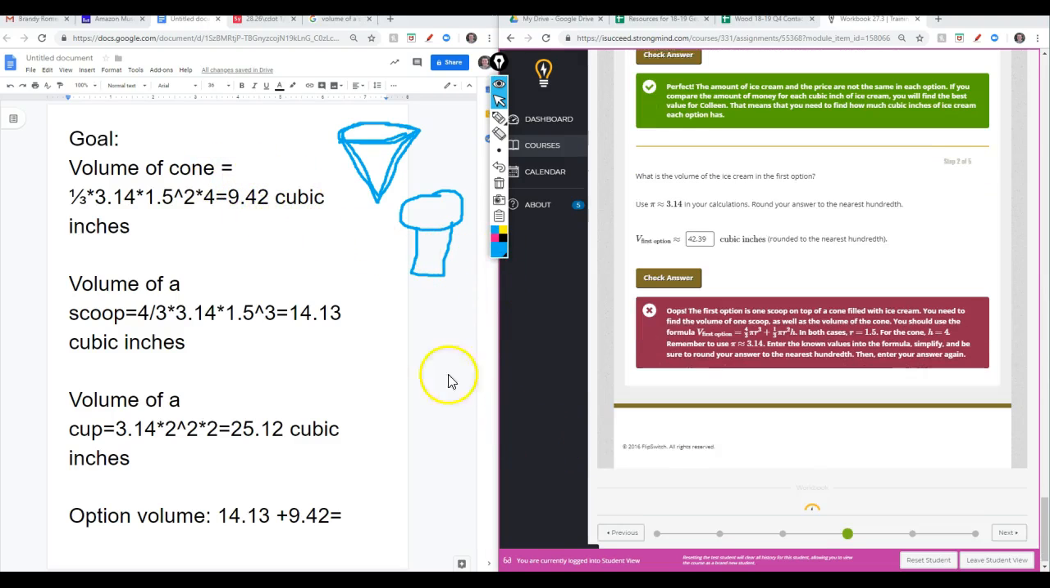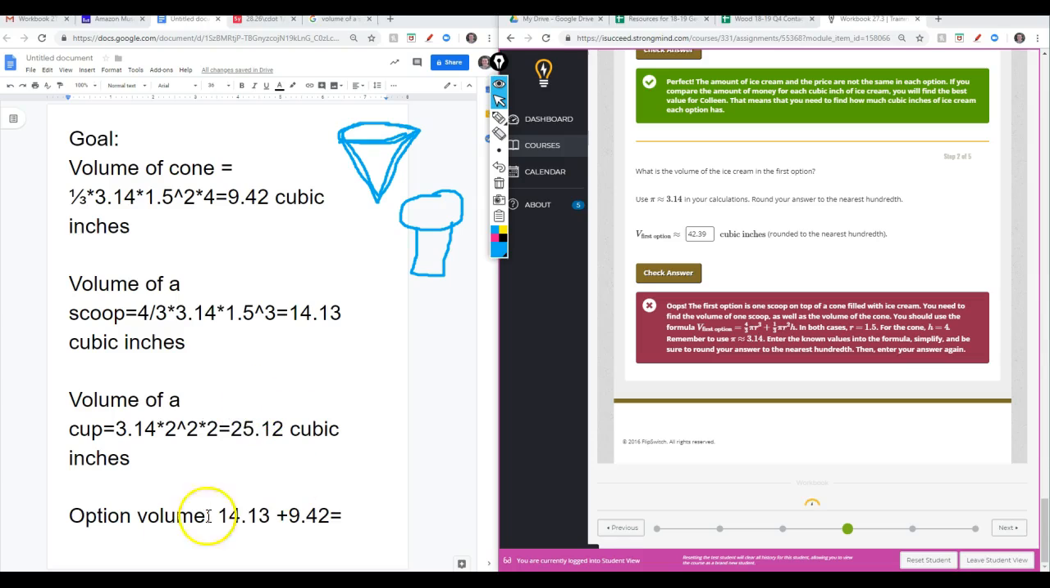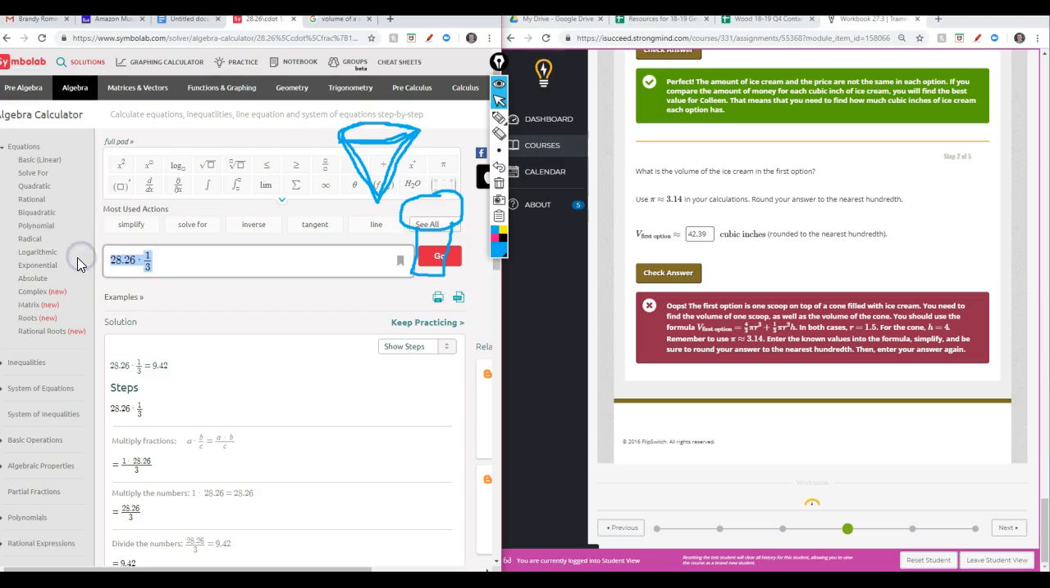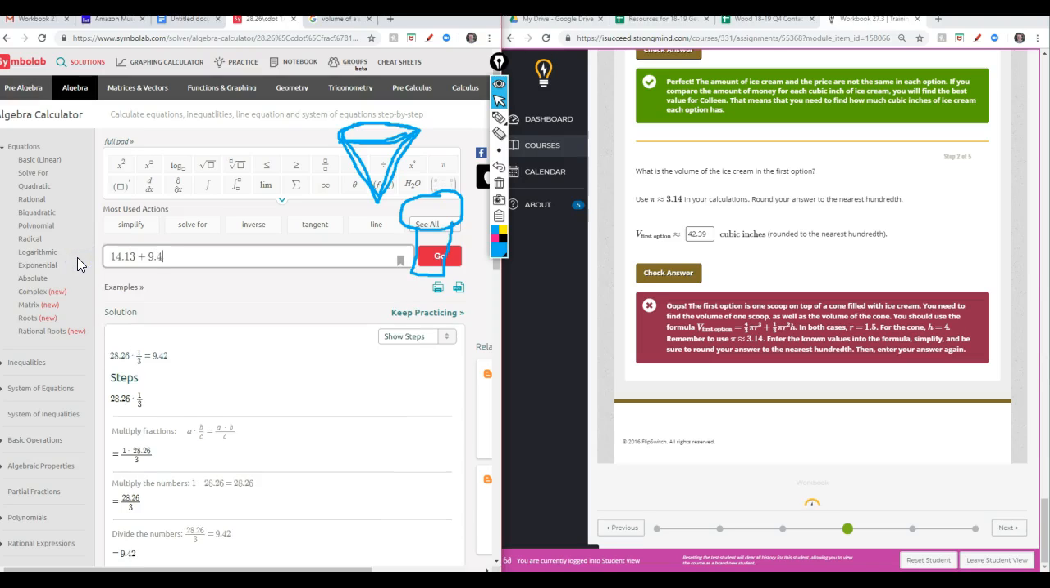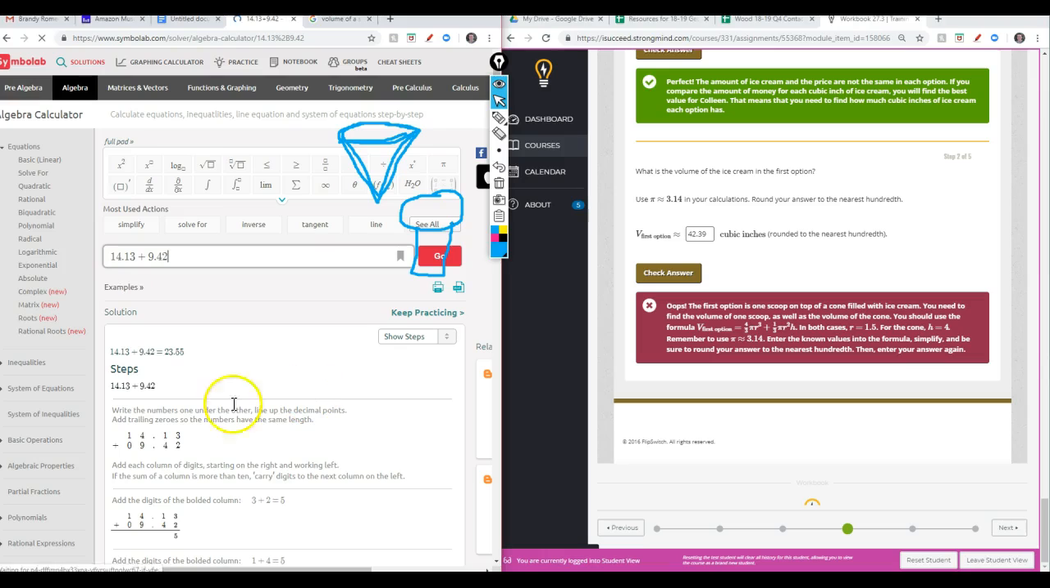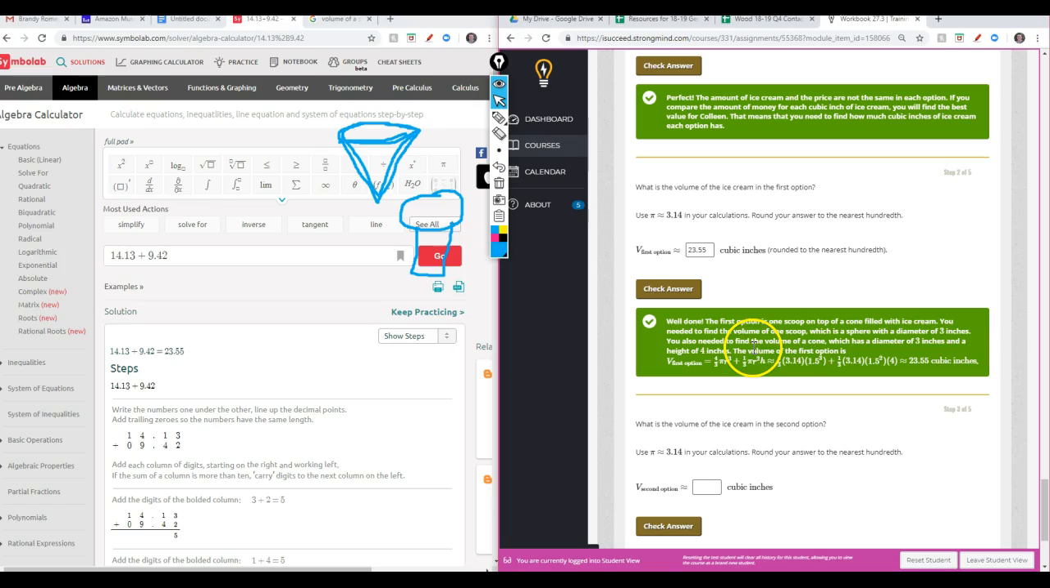And so now, when we come back here, the option 1 volume is the volume of the cone, which is our 9.42, plus the volume of the scoop. So 14.13 plus 9.42 gives us the volume of 23.55. Check answer. There we go. So that was a pretty simple fix.